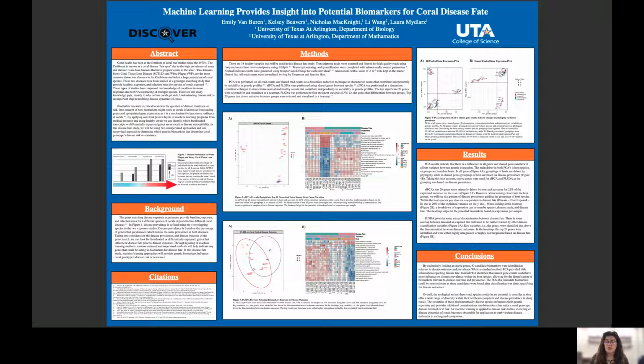So coral health has been at the forefront of coral reef research since the 70s, and the Caribbean is currently a hotspot due to the high prevalence of diseases within this area, two of which are recent tissue loss diseases called white plague and SCTLD.